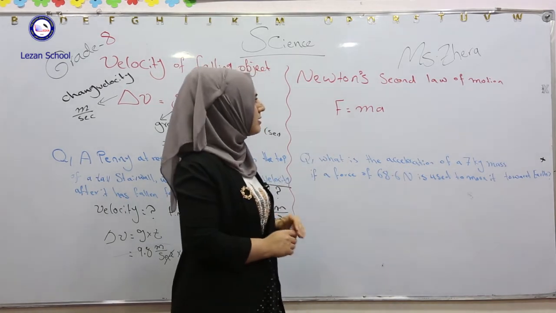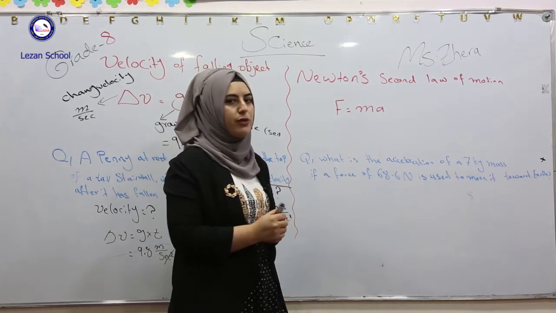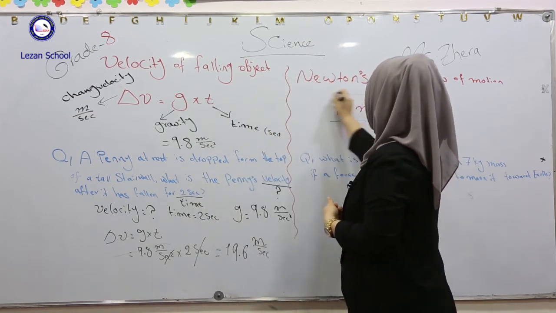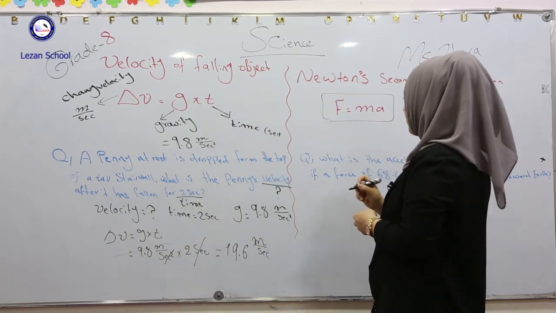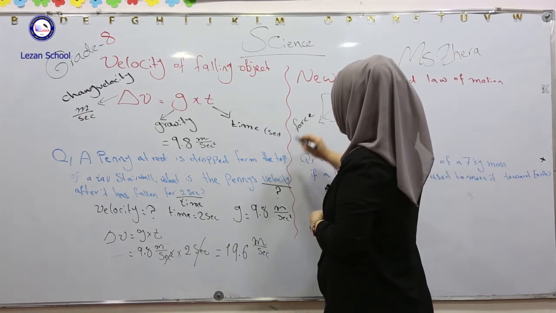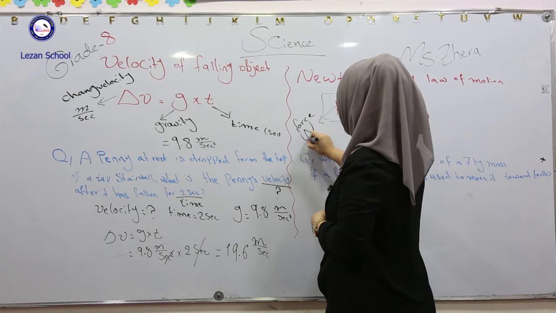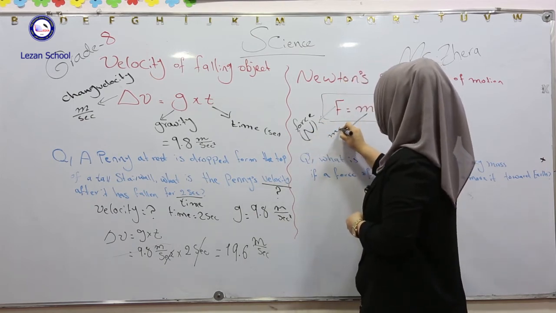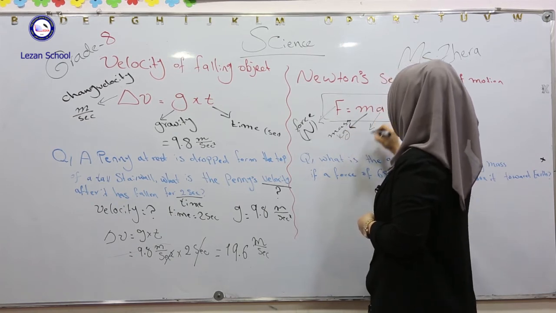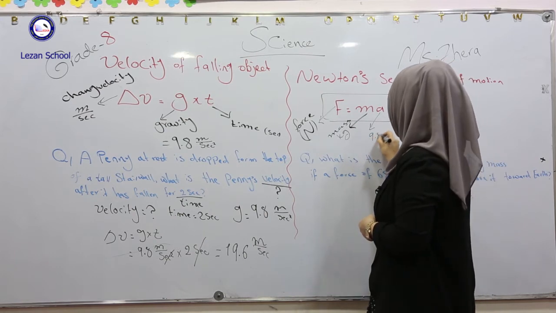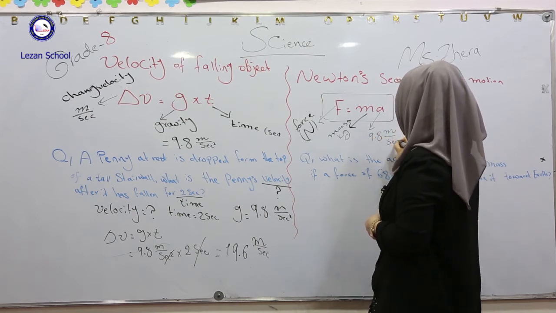We'll go to the next topic, Newton's second law of motion. We have a rule here about Newton's second law, F equals M times A. What's F? F is the force. Measured by what? By Newton, capital letter N. What's M? M is mass. Measured by what? By kilogram. What's A? A is acceleration, for gravity equal to 9.8 meters per second squared.